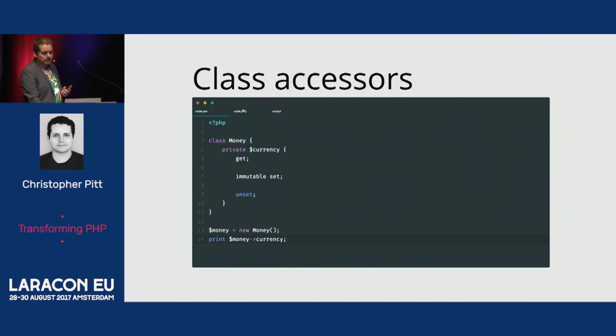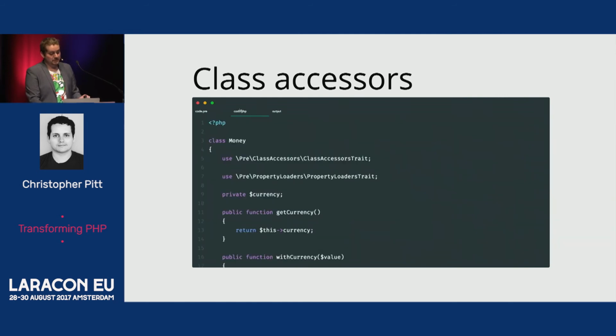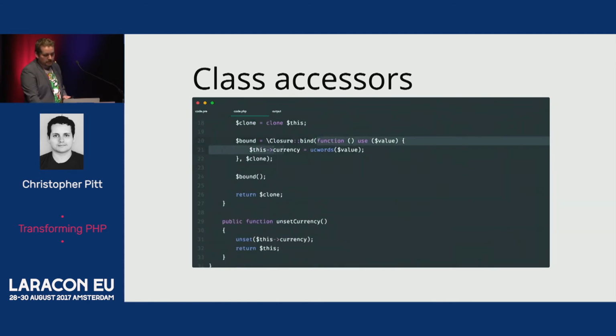Any idea how we would do that with a custom defined getter function body? We did something like this. Any idea how we do something like that? That's very tricky. The generated code for this creates a function that assigns the value and then binds that to the instance of the clone and then executes that and then returns the clone. Which is interesting code, right? But it's code we don't have to write or maintain.